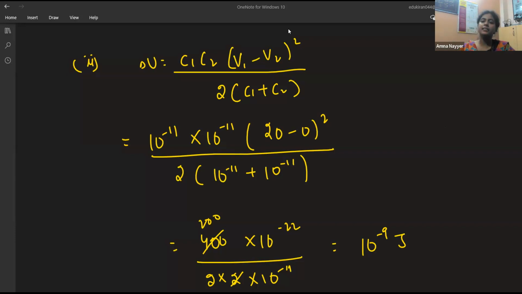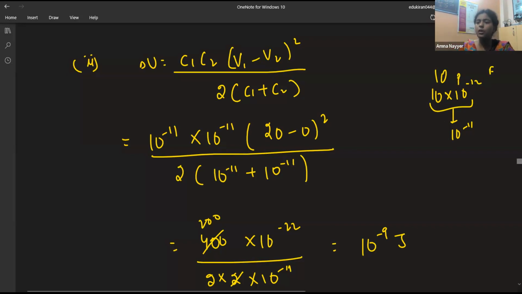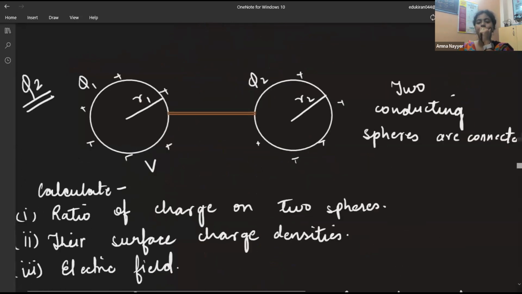Tarif, that is 10 to the power minus 10 into 10 to the power minus 12, no? 10 picofarad. So how can you write this? 10 into 10 to the power minus 11. 10 into 10 to the power minus 12. This you can write as 10 to the power minus 11. So that's only what I have written, fine? Just to ease the calculation. Written all of you? Yes, sir.